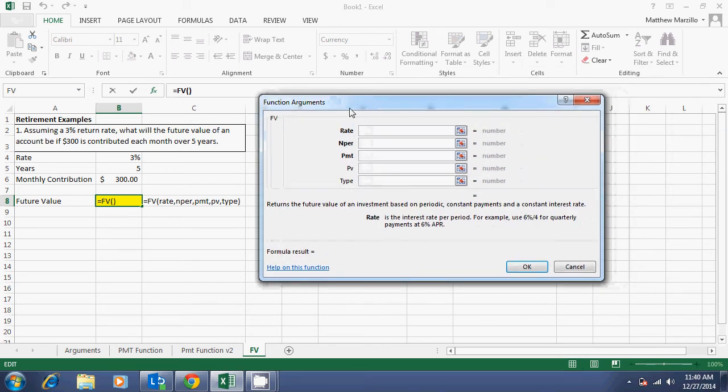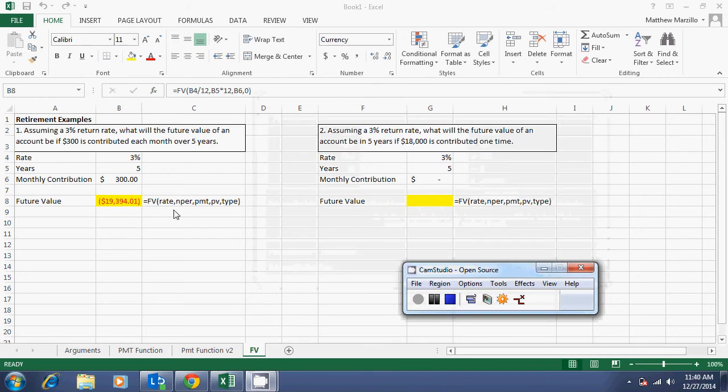So our rate is 3%, but since we're using a monthly contribution, we want to make sure that we're putting that in as a monthly rate. So we divide B4 by 12. The number of periods is 5, but we're using monthly, so we want to multiply that by 12 to give us the number of months, keeping everything consistent. And the monthly contribution is $300 in cell B6, and our present value is 0. We're starting off at 0, right?